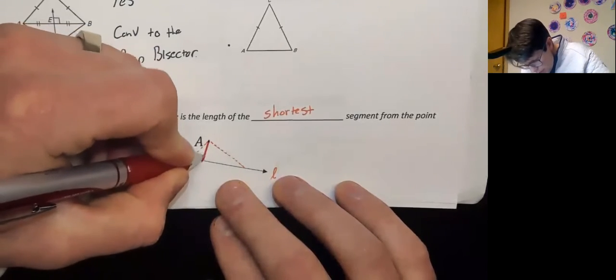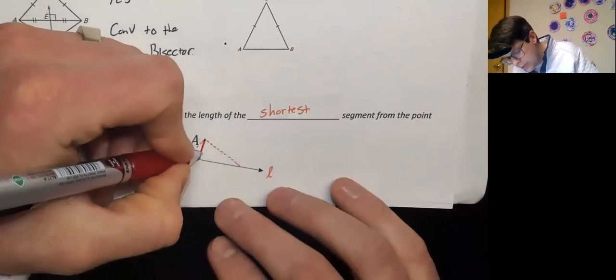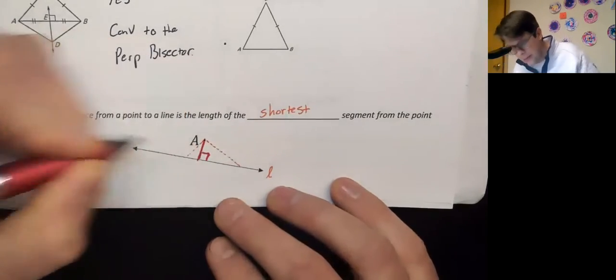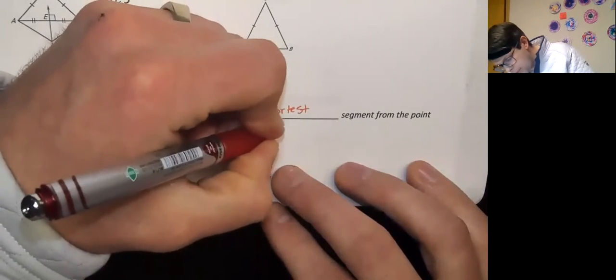Okay, so then the question becomes, how do you know that it's the shortest distance? And the way that you know it's the shortest distance is because it's perpendicular. It will form a 90-degree angle. So when I say shortest, I also mean perpendicular.